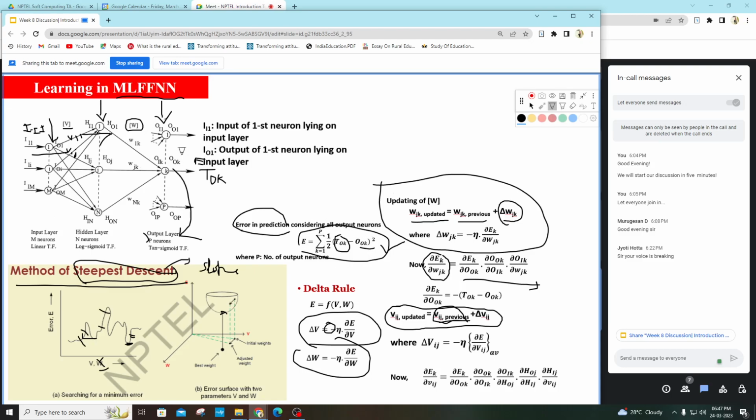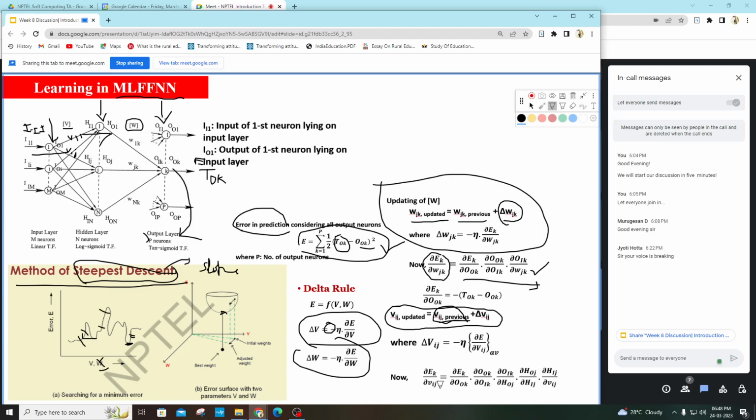Then OK to OIK: how will we go? By this relationship, the tan sigmoid function. And then we know that O1 into W1K equals OIK. So by this we will reach WJK. So this is how del E by del W is calculated.